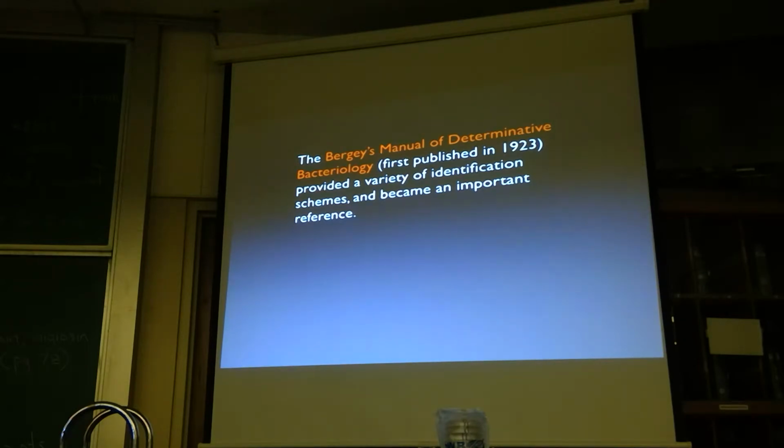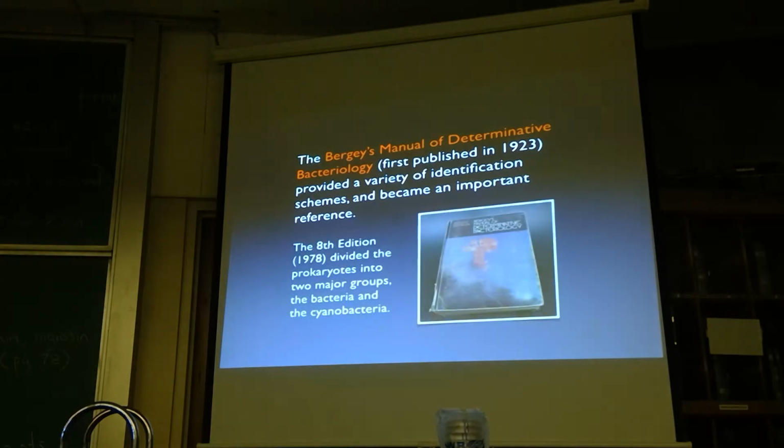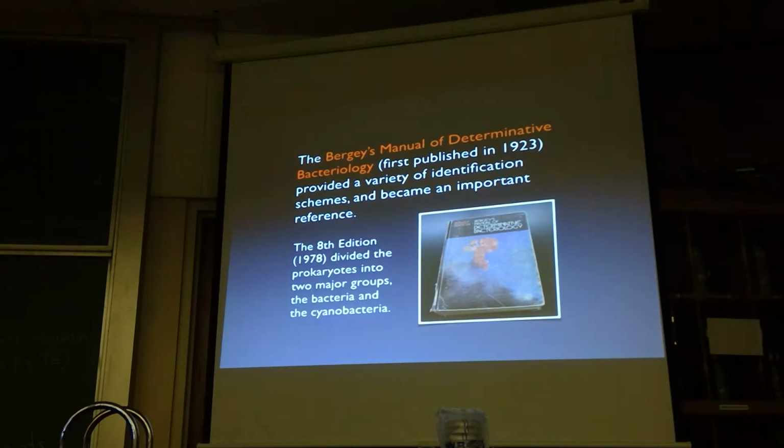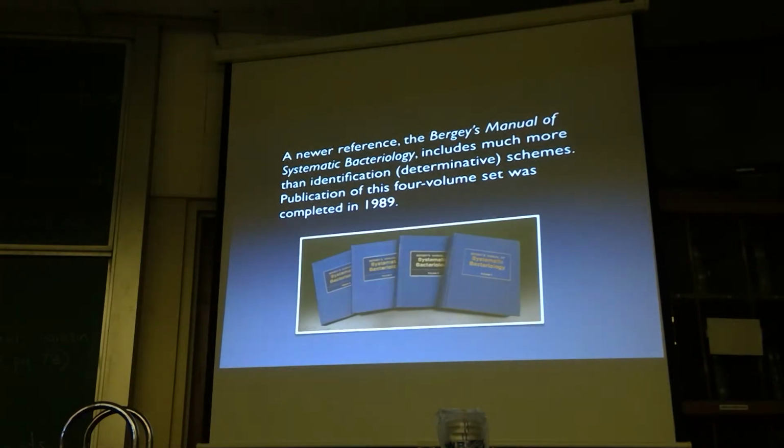So the Bergey's Manual of Determinative Bacteriology, as I said, this is our reference for bacteria. It was first published in 1923. It provided identification schemes, ways to identify bacteria, and became a very important reference. It's been redone numerous times. In this laboratory, the oldest Bergey's Manual that we have is the 8th edition. It looks like that. It's a very ragged book. It was published in 1978. And it divided the prokaryotes into bacteria and cyanobacteria, as though those were the two really different groups. Turns out that's not the case.